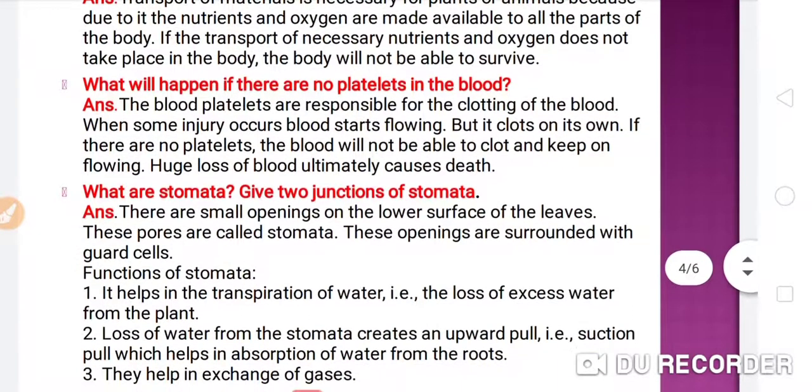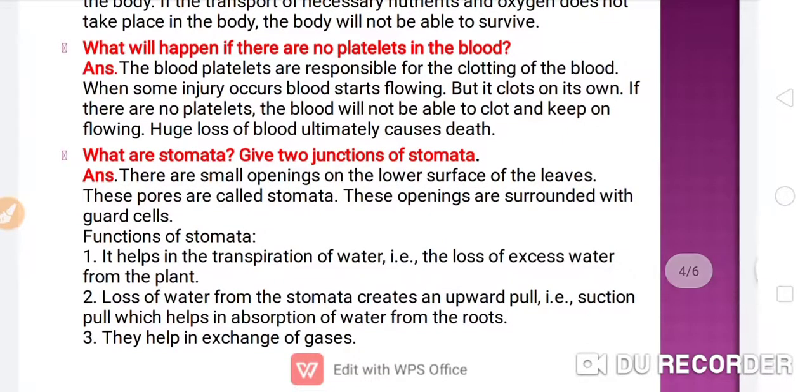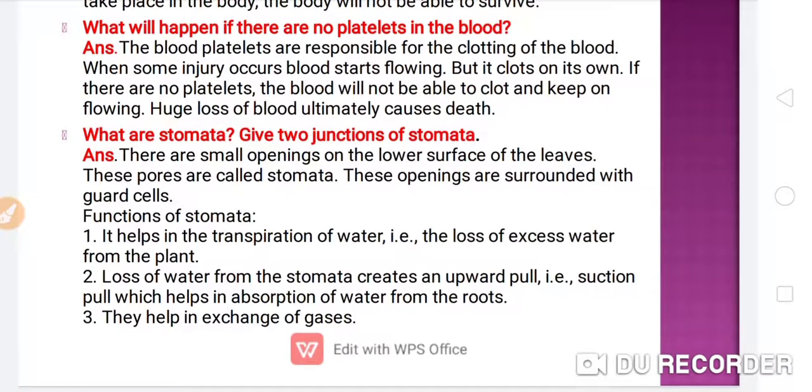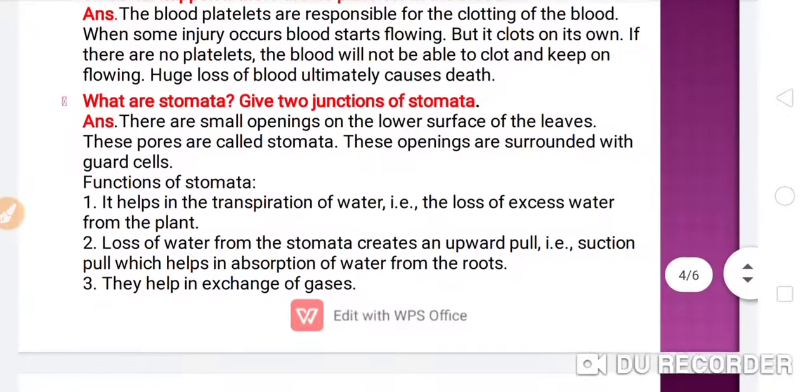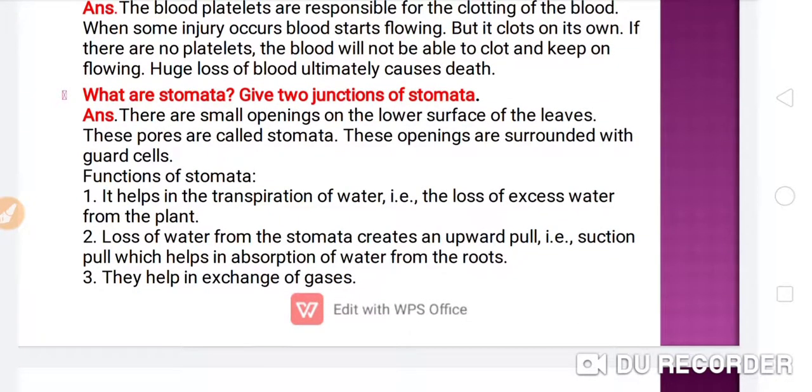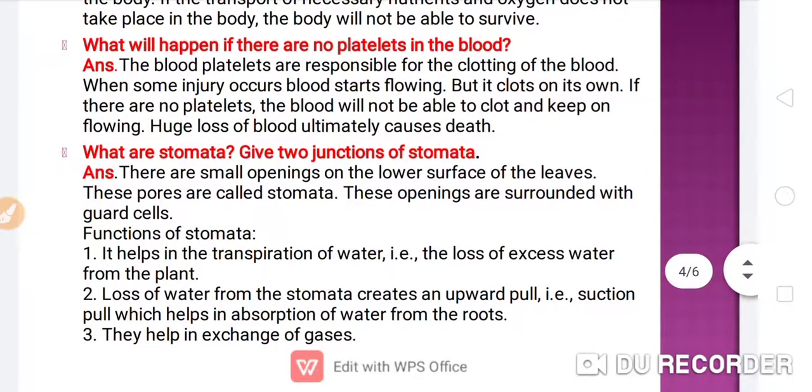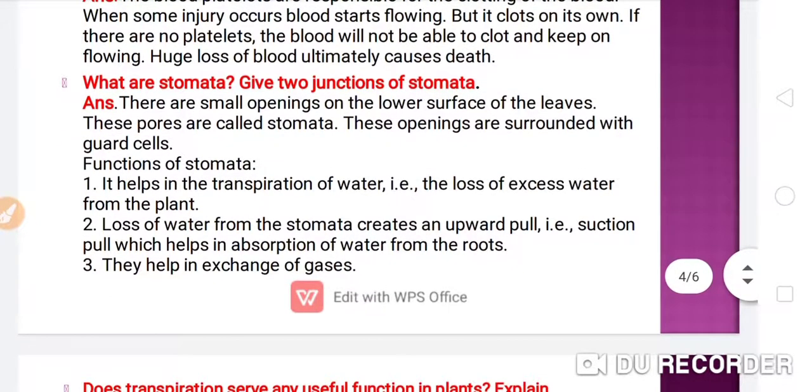Okay, what will happen if there are no platelets in the blood? The blood platelets are responsible for the clotting of the blood. When some injury occurs, blood starts flowing, but it clots on its own. If there are no platelets, the blood will not be able to clot and will keep on flowing. Huge loss of blood ultimately causes death. So this is the important function of the platelets. Okay, now what are stomata?